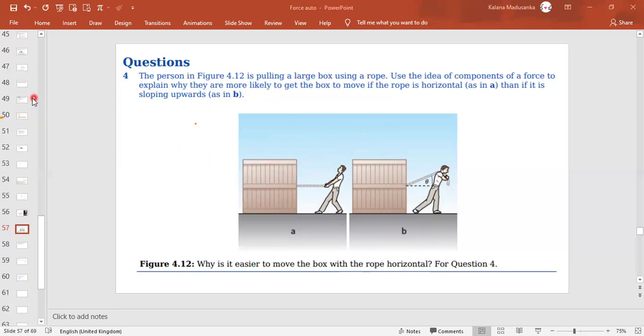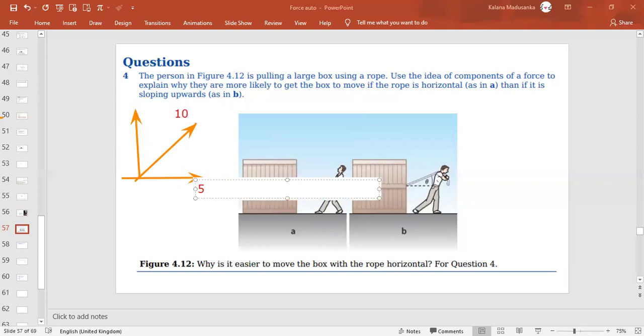Force value becomes reduced. In the earlier example, if you remember, I took 10 newtons and resolved it into two directions. So what are the force values? The 10 newtons becomes how much? One side is 5 newtons and this side becomes 8.6 newtons, right? So what is the thing you have to remember here?